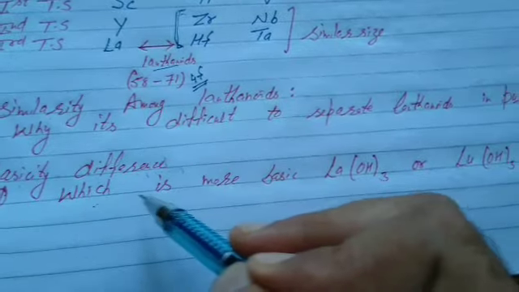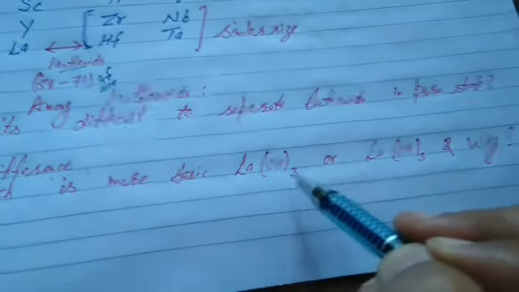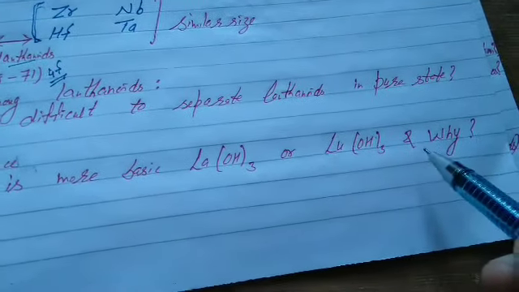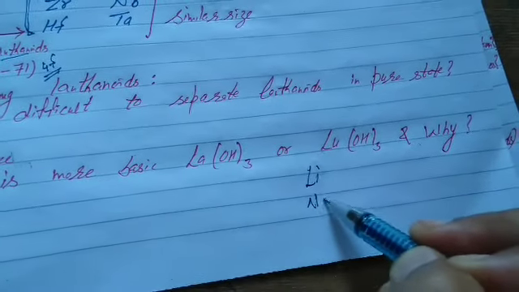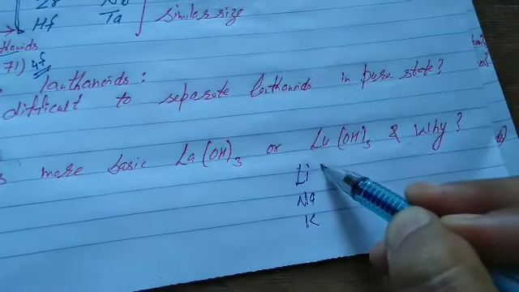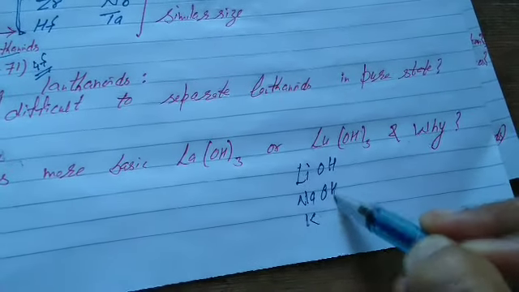In this we study the question: which is more basic, lanthanum hydroxide or lutetium hydroxide, and why? Students, take your alkali metals: lithium, sodium, potassium, rubidium, cesium. When we move down the group, what happens? Basic strength increases.